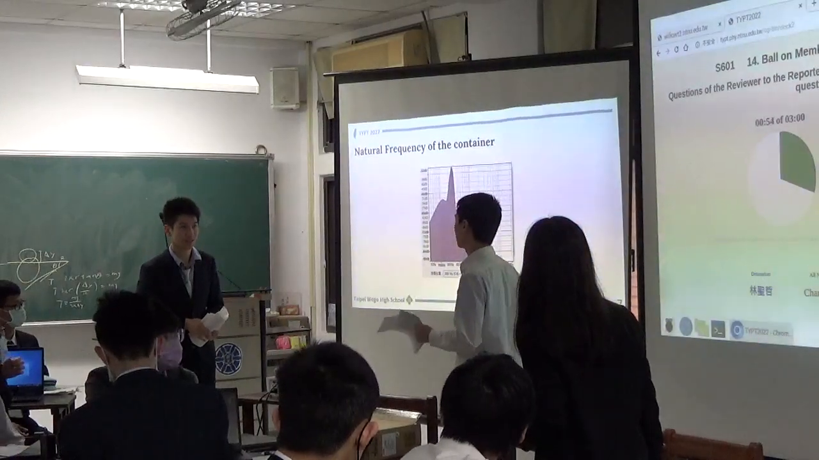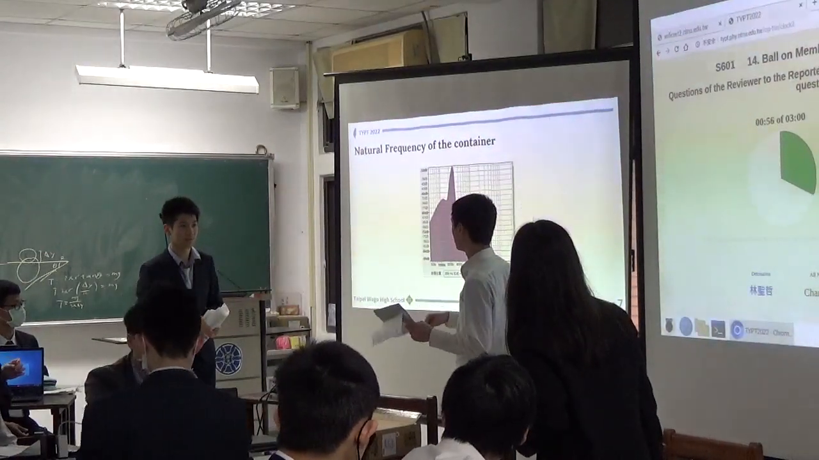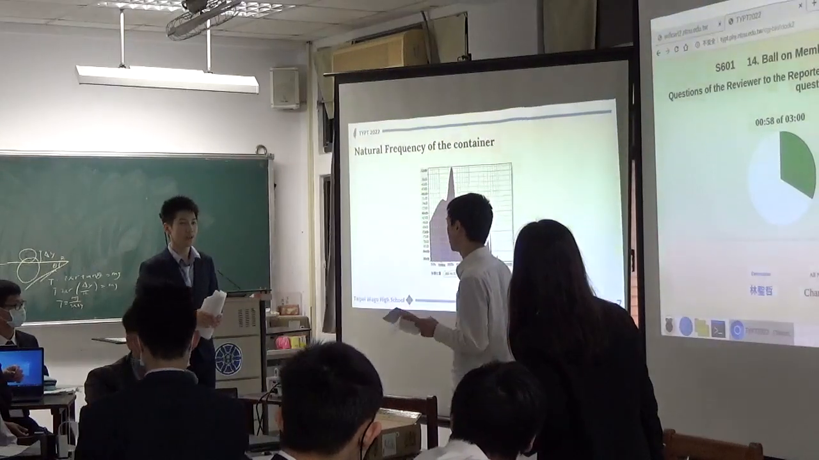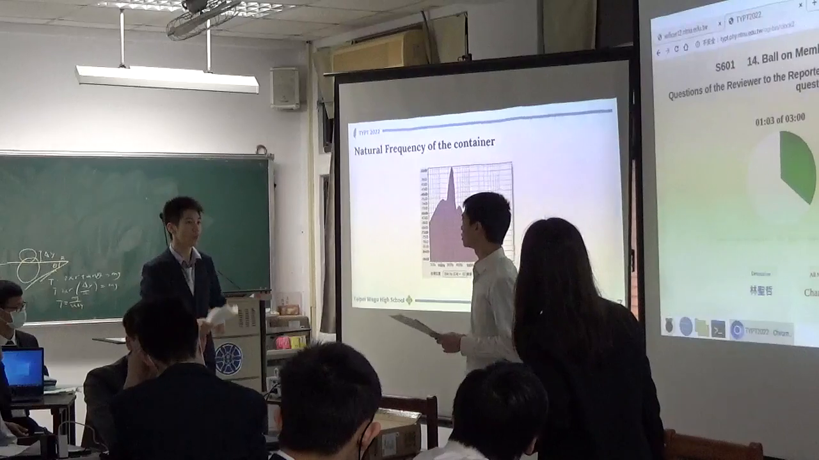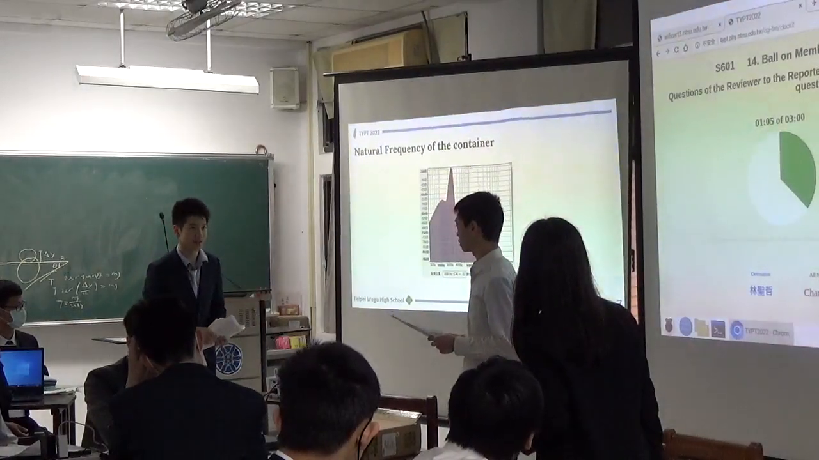We have calculated that the membrane has the same natural frequency, and you can find exactly the same frequency for the container. Exactly, we do not calculate the exact number for it. We observe it in our experiment. Okay.